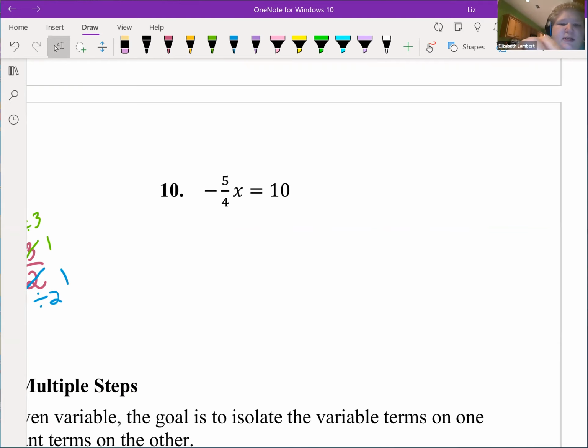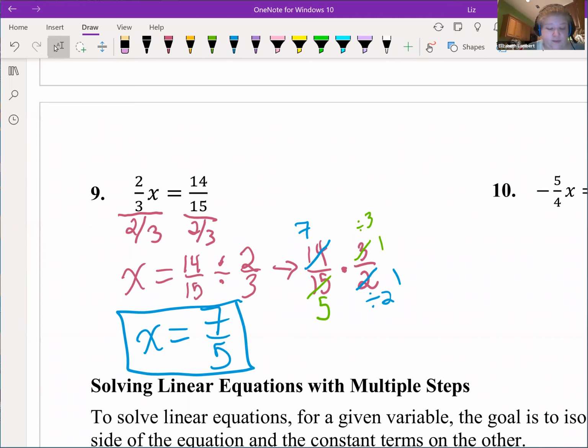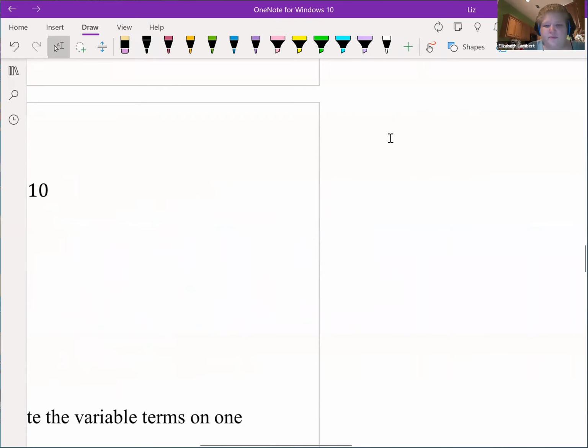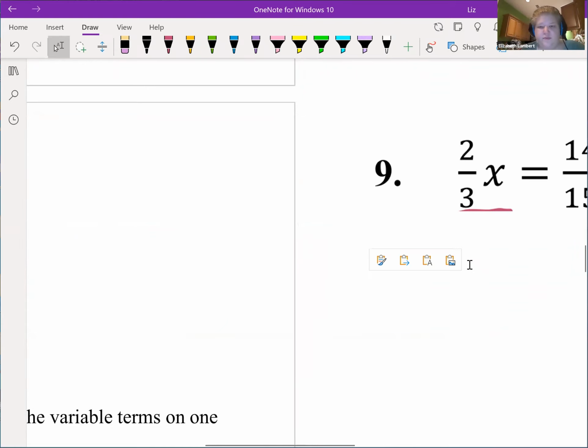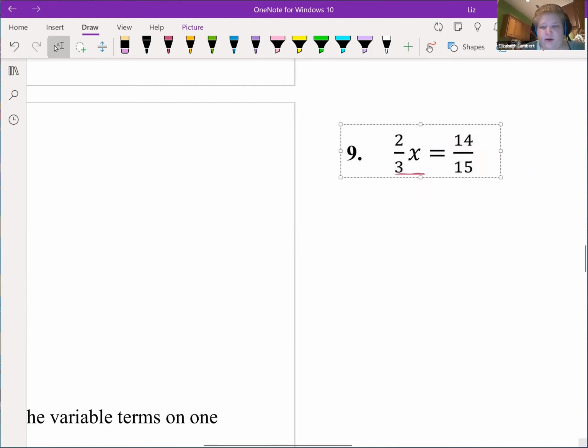Now this one can look a little intimidating because it looks like we're subtracting, and then we have a fraction. Well, before we do that, let me show you the other way you can solve fraction equations, and it'll actually help more on 10 than it will on 9 here. Whew, that got big. All right.